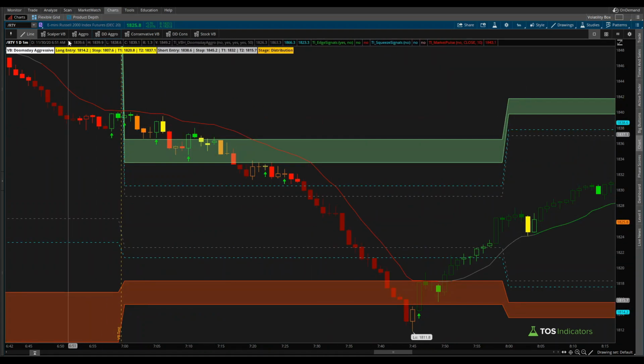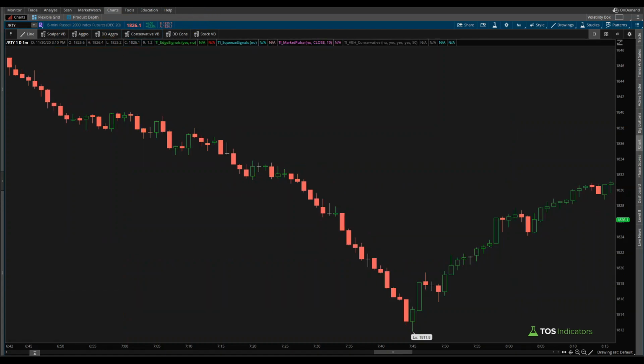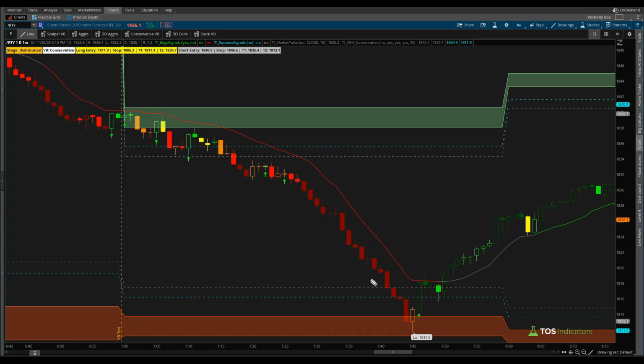Same thing, right? So again, so far we've been able to, in the same move right down here, know not to use the scalper, not to use the aggressive, not to use the doomsday aggressive. That leaves us with two different opportunities in which we have volatility that can be contained. Now we switch over to the conservative volatility box, and you should notice the conservative, again, does a much better job of containing price action here.